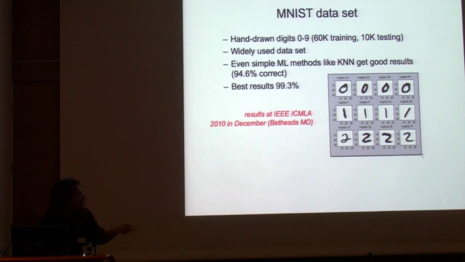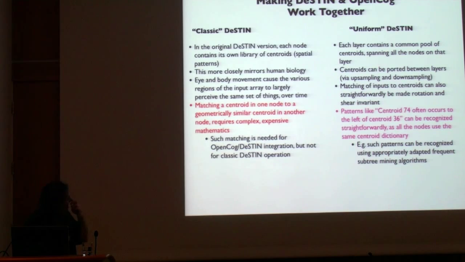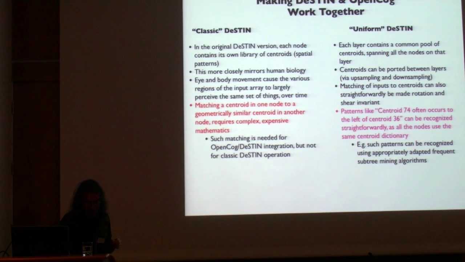So Itamar has done a bunch of standard tests. It gives very high accuracy on number recognition. He did letter recognition. He's done work for the New York Port Authority, recognizing different kinds of boats and trucks and so forth. Whereas what I'm interested in is connecting it to a symbolic cognition engine, and that's required making significant changes in the DeSTIN architecture, which have been kind of interesting.